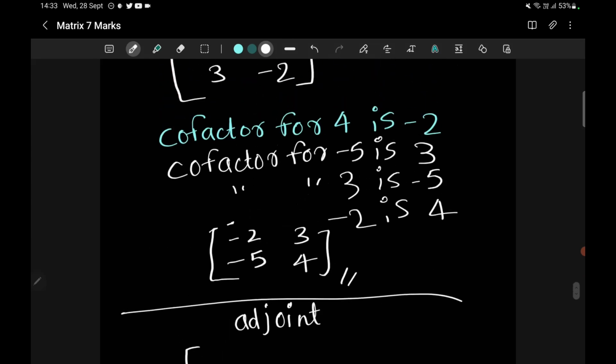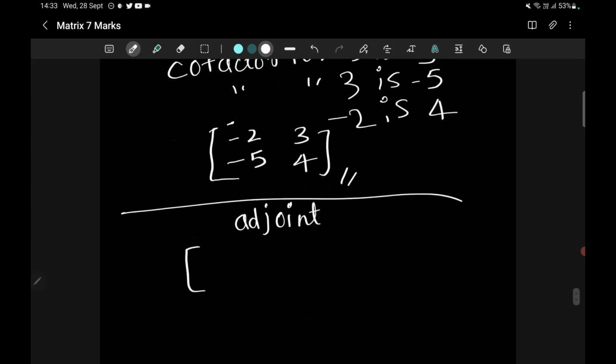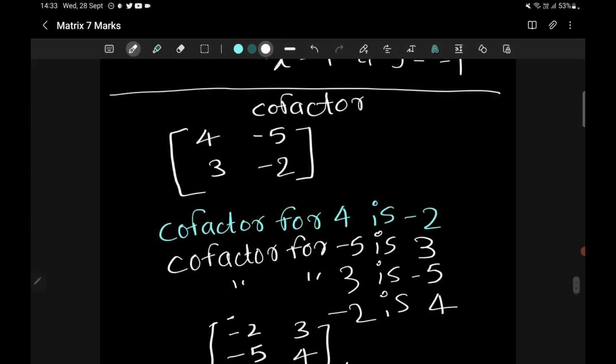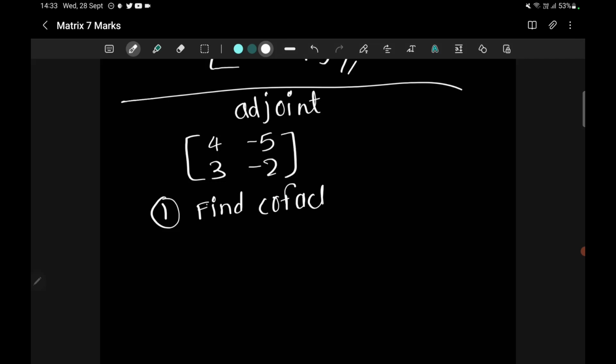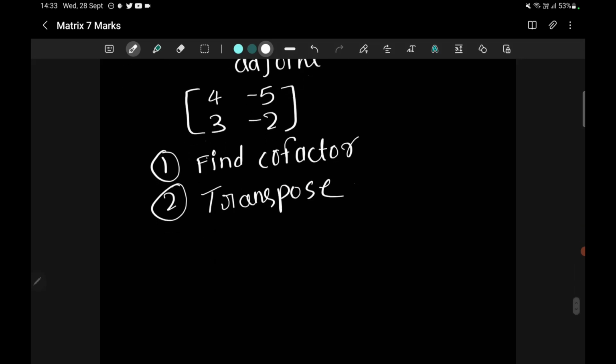We'll take the same example, 4, minus 5, 3 and minus 2. First, to solve the adjoint, we have one structure. First we have to find the cofactor. Then the second step is to find the transpose. So let's first find the cofactor.